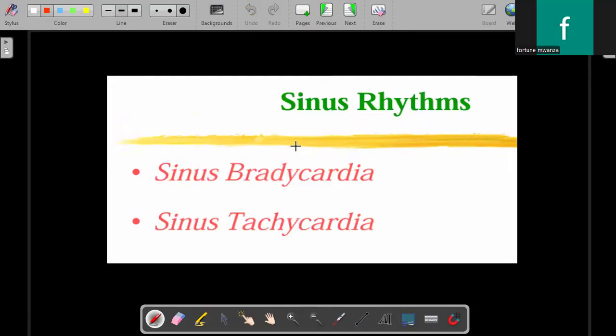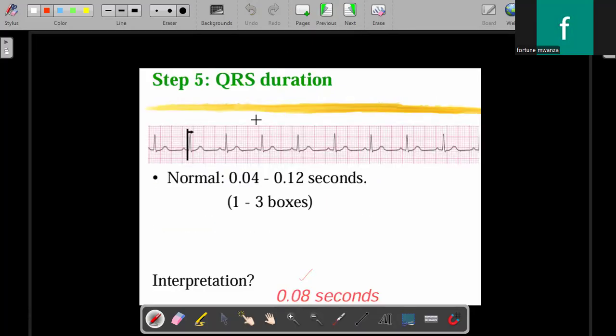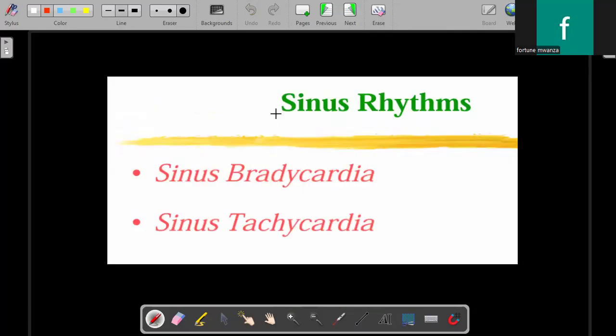Now I said I'll give one example of the arrhythmias. Arrhythmias are any disturbances on the ECG. If you are getting any of those 5 steps wrong, then you know that you have an arrhythmia. One of the arrhythmias is what we call sinus arrhythmia.